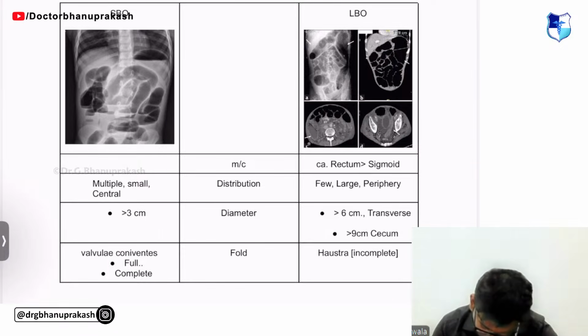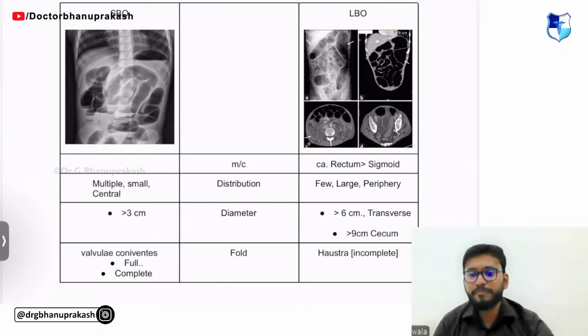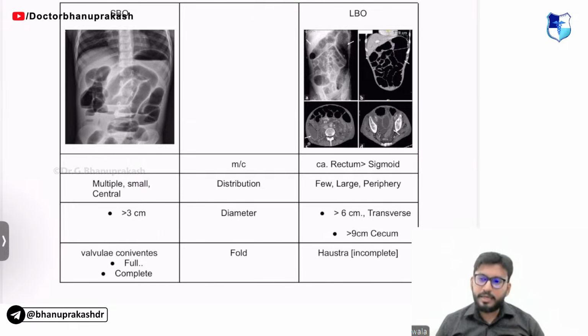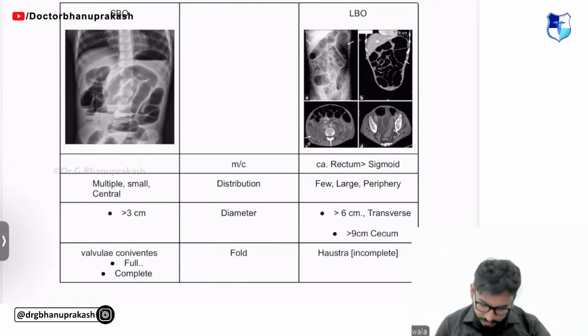First investigation, pneumoperitoneum. Who can't stand? Okay, so you can do an abdominal X-ray. You can do an abdominal X-ray in a patient of pneumoperitoneum who can't stand.